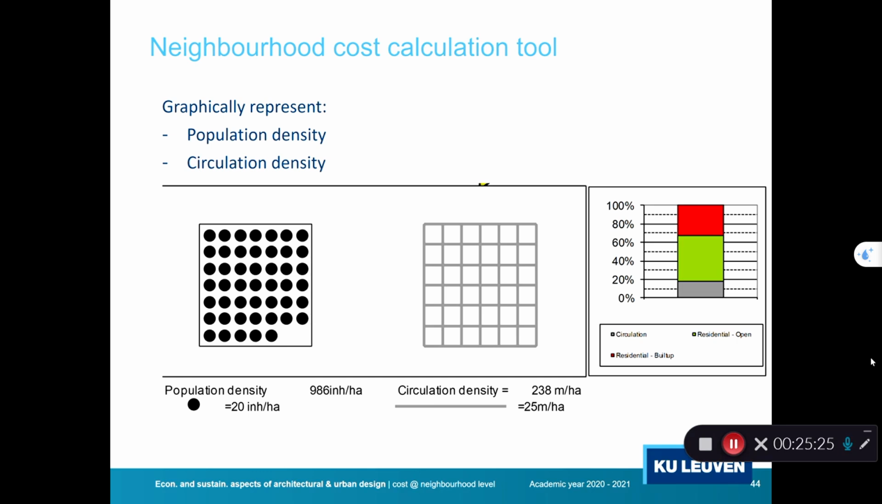And finally, you make a bar chart where you show the circulation density, the residential part that is open, so the green area, which was also indicated in green on the different figures in this presentation, and then the residential part that has been built up, which is not the total floor area, it's only the ground floor area.